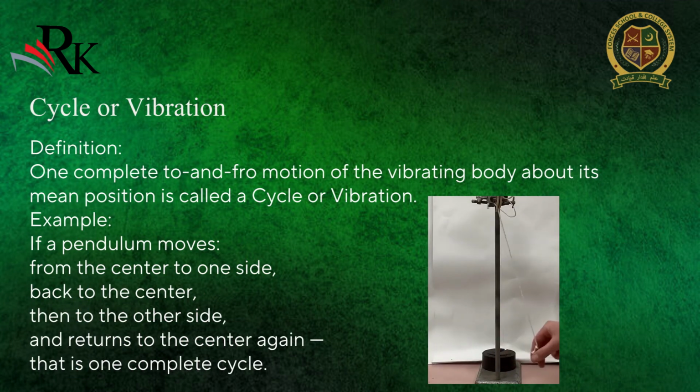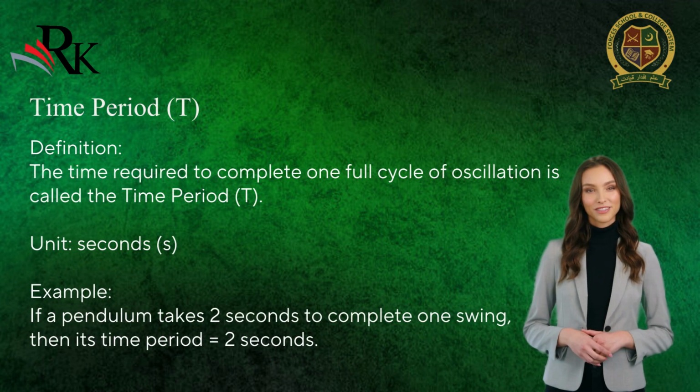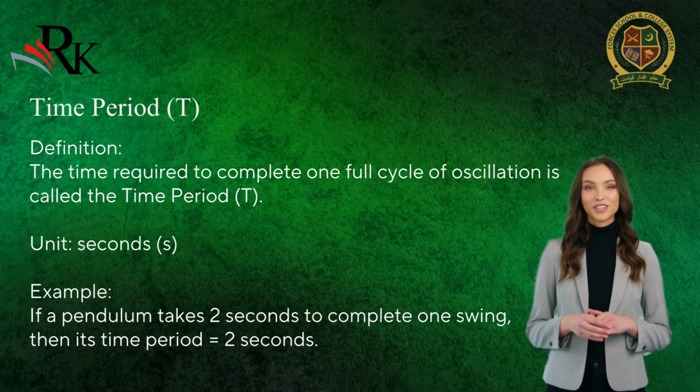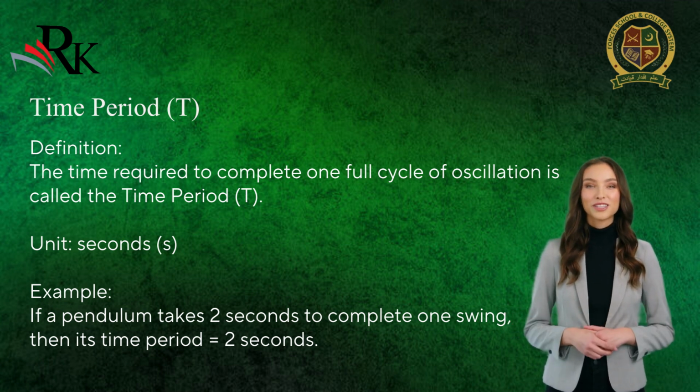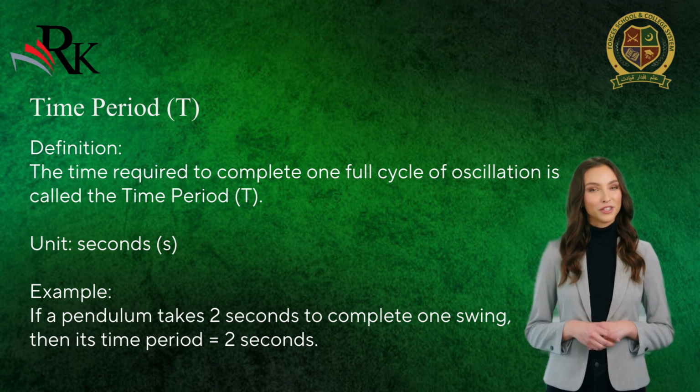Cycle or vibration. Definition: one complete to and fro motion of the vibrating body about its mean position is called a cycle or vibration. Example: if a pendulum moves from the center to one side, back to the center, then to the other side, and returns to the center again, that is one complete cycle. Time period, T. Definition: the time required to complete one full cycle of oscillation is called the time period, T. Unit: seconds, s. Example: if a pendulum takes 2 seconds to complete one swing, then its time period is 2 seconds.